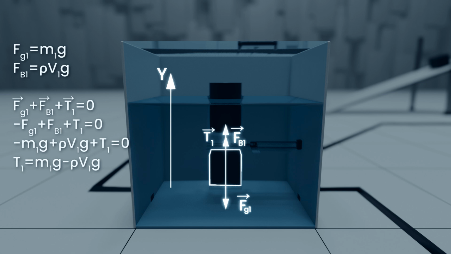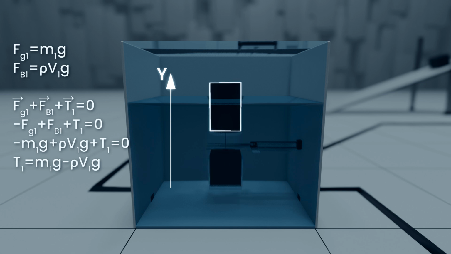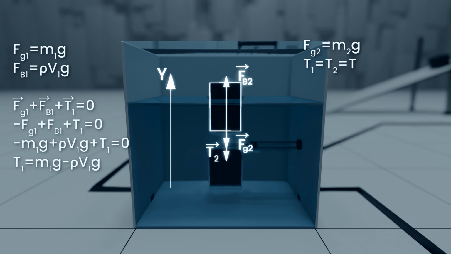From this, we can express the tension force acting on the block. Now, let's consider a cylinder attached to the other end of the string. The cylinder also experiences three forces: gravitational force, tension and buoyant force. Since the string is massless, the tension acting on the cylinder has the same magnitude as the tension acting on the block. However, there is one key difference.